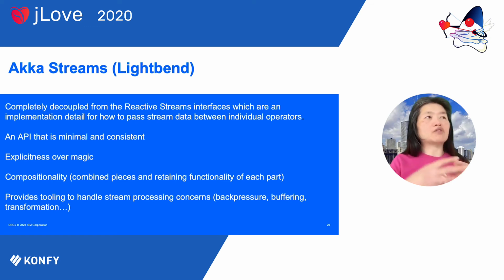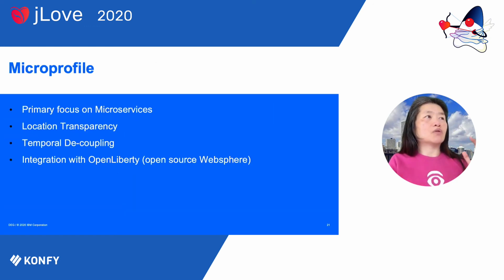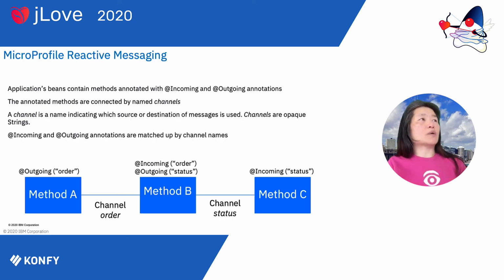So they kind of abstracted another level up. So that's Akka Streams, but again, I won't go into all the detail now. MicroProfile, again, is focusing on microservices, and it integrates very well with Open Liberty, making use of Mutiny for its reactive operators. And this is just quickly too about the MicroProfile reactive messaging.